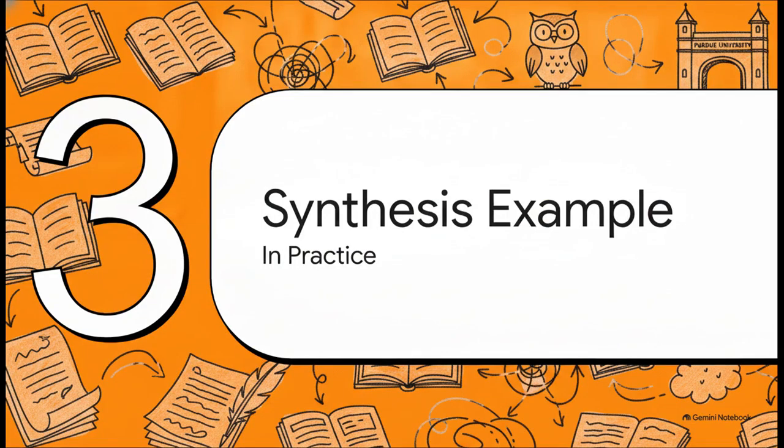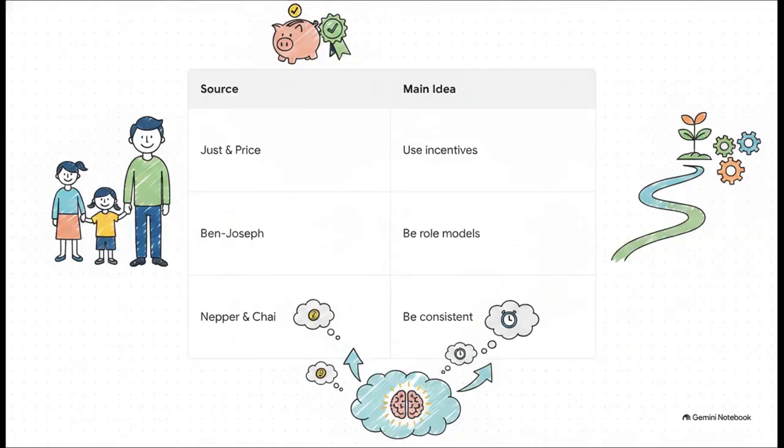Let's move to Section 3 and see how this builds with a synthesis worked example. Okay, let's say we're looking at 3 different sources discussing healthy eating in children. Before we can even think about synthesizing, we first have to group our sources by topic and understand their individual points. So, Justin and Price argue for using incentives and rewards. Ben Joseph suggests parents should be positive role models, and Nepper and Chai state that this requires patience and consistency. Right now, these are just 3 separate summaries. The real magic happens when we actually put them together.